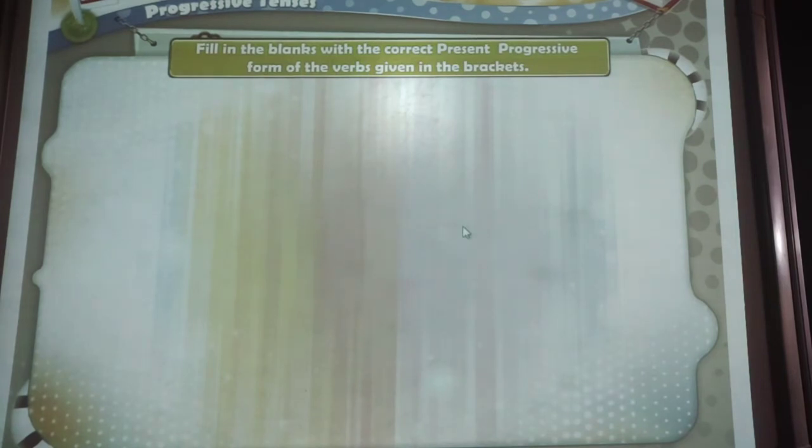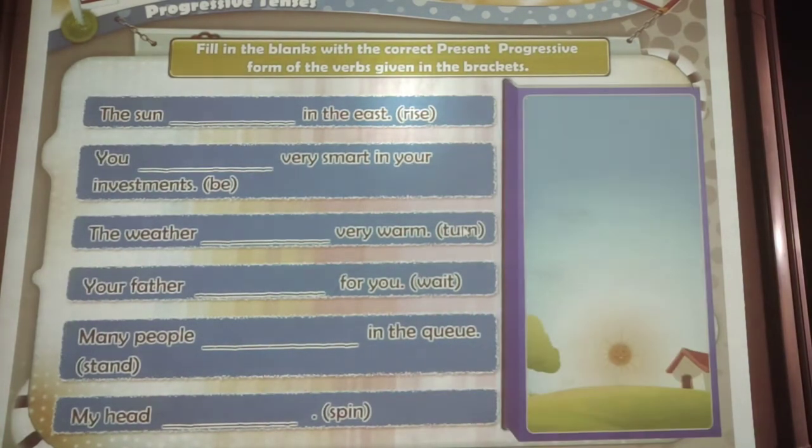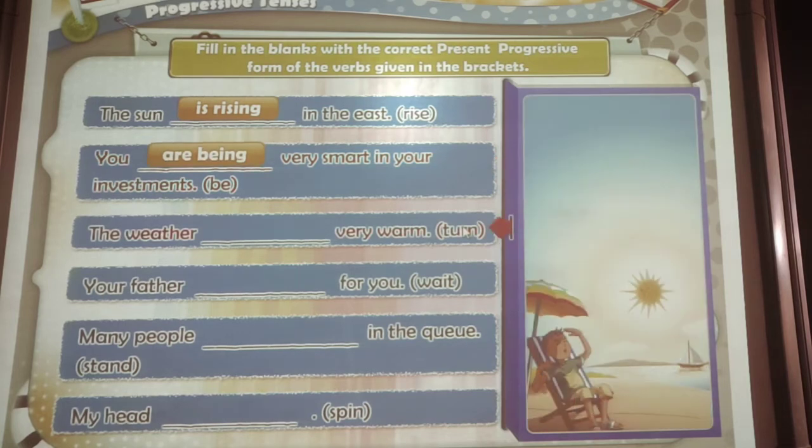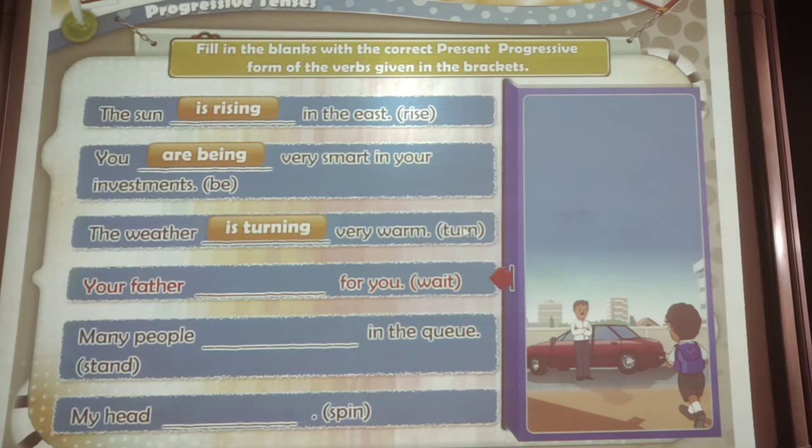Fill in the blanks with the correct present progressive form of the verbs given in the brackets. The sun dash in the east. Rise. The sun is rising in the east. You dash very smart in your investments. Be. You are being very smart in your investments. The weather dash very warm. Turn. The weather is turning very warm. Your father dash for you. Wait. Your father.